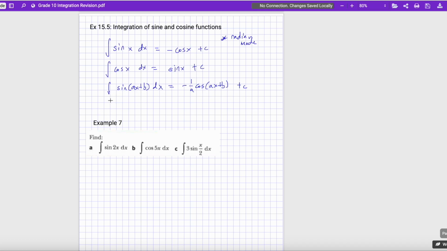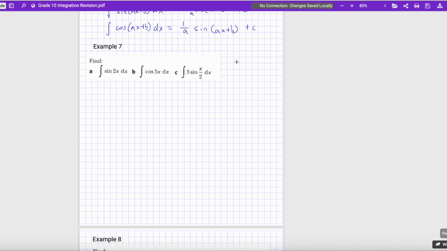Similarly, if we integrate cosine of ax plus b dx, then we should have 1 over a sine of ax plus b plus c. The logic is the same. We want to divide by the differential of the bracket, which is a. You can see it as a division, or you can see it as a multiplication of 1 over a. So that is how you integrate sine and cosine functions.